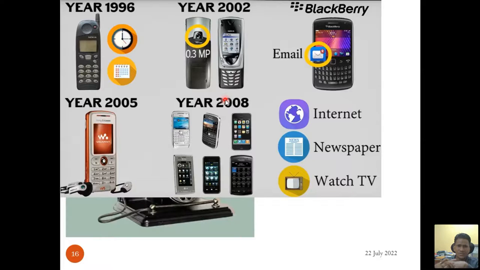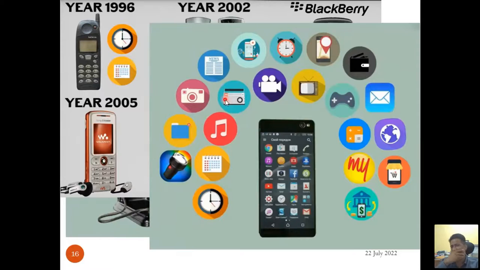And in 2005, Ericsson introduced an audio system, where you can listen to music and store music as well. And nowadays, in 2008, the Android system started, where you can use the internet, newspaper, watch TV, whatever you can do. And nowadays your mobile phone has lots of applications. These applications are again innovations which are making your life easier.